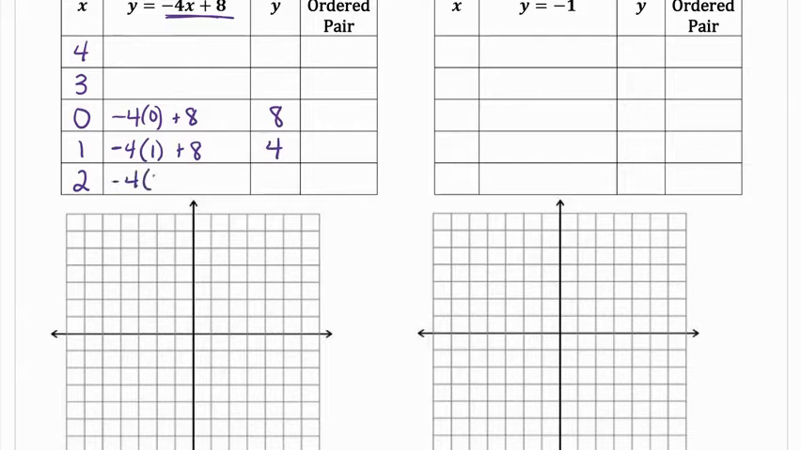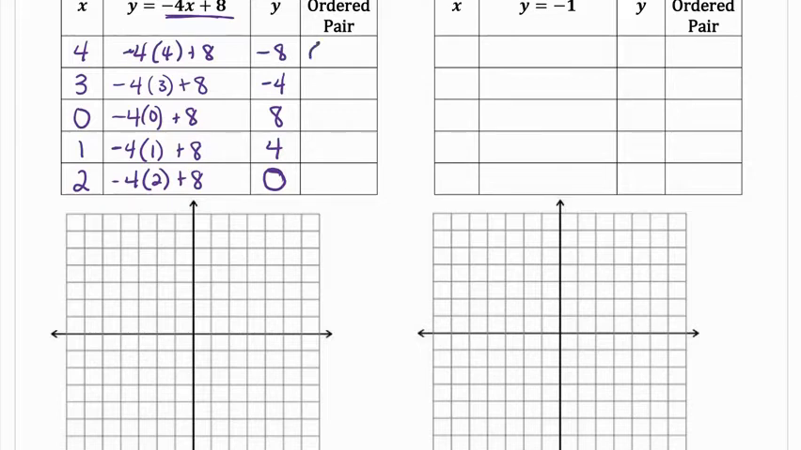And negative 4 times 2 plus 8, that's negative 8 plus 8, that's 0. And now if I keep going with 3 and 4, negative 4 times 3 plus 8, that's negative 12 plus 8, so that's negative 4. And negative 4 times 4 plus 8, that's negative 16 plus 8, which gives us a negative 8. Those ordered pairs will fit much better on our graph.